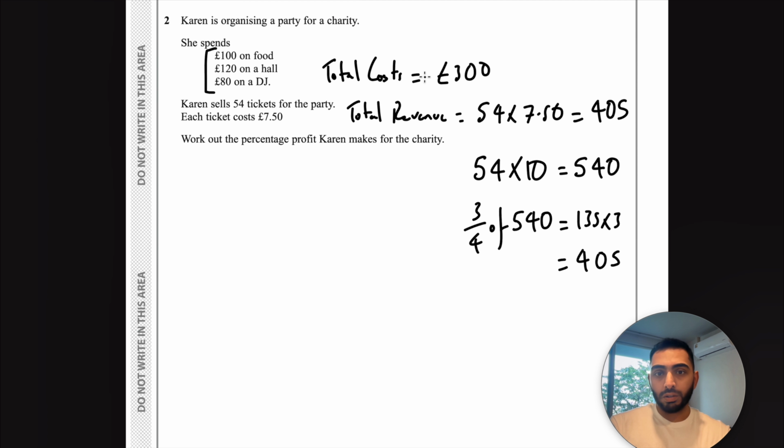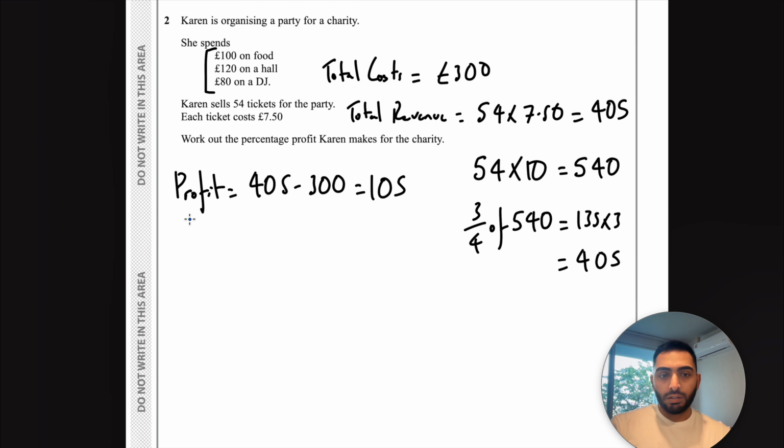That's the total revenue. From this, we could work out what the profit is. So profit would be my revenue minus my costs. So profit is equal to 405 minus my 300. So she ends up with £105 of profit. Not too bad. Work out the percentage profit Karen makes for the charity.